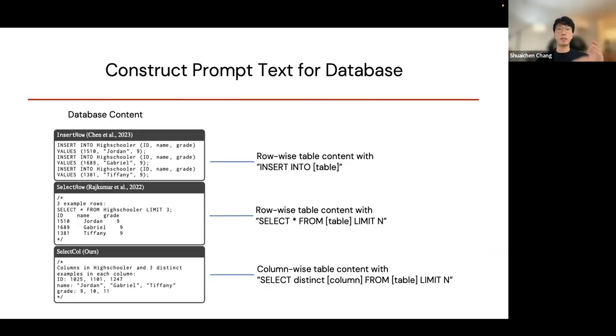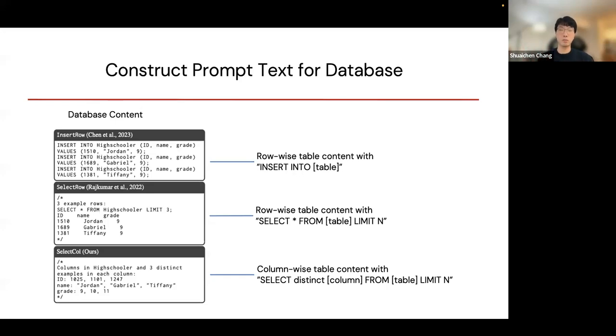So besides database schema, we have the database content. For database content, we can include, as some people do, let's say for every table, three different rows of the table. We can also use INSERT row SQL queries to do that, or just simply give a small table. Or we propose to do that column-wise to increase the model's understanding of the possible values in each column.